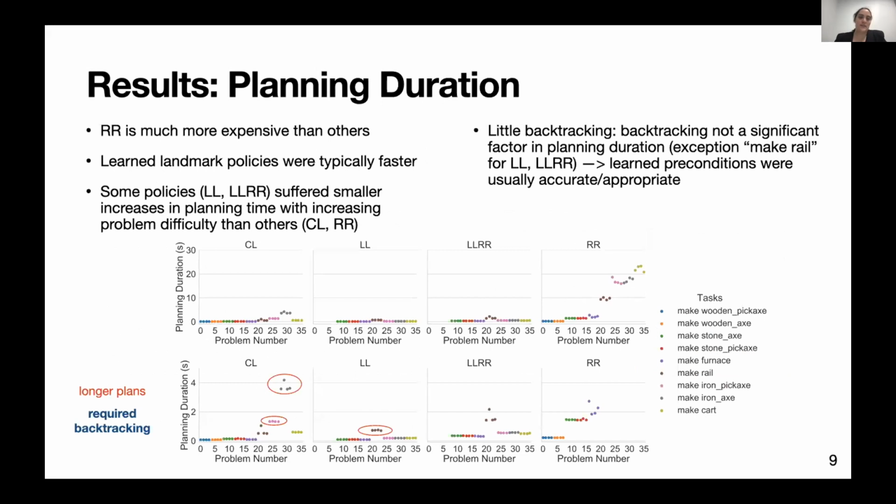If we look at planning duration, however, RR is much more expensive than the others. In the graphs below, the problems are ordered roughly from easiest to hardest. And we compare them with the planning duration in seconds. And you can see that problems solved by the RR policy have this little tail after starting around problem number 20, because it has a hard time solving the harder problems quickly. Comparatively, the others are flat.